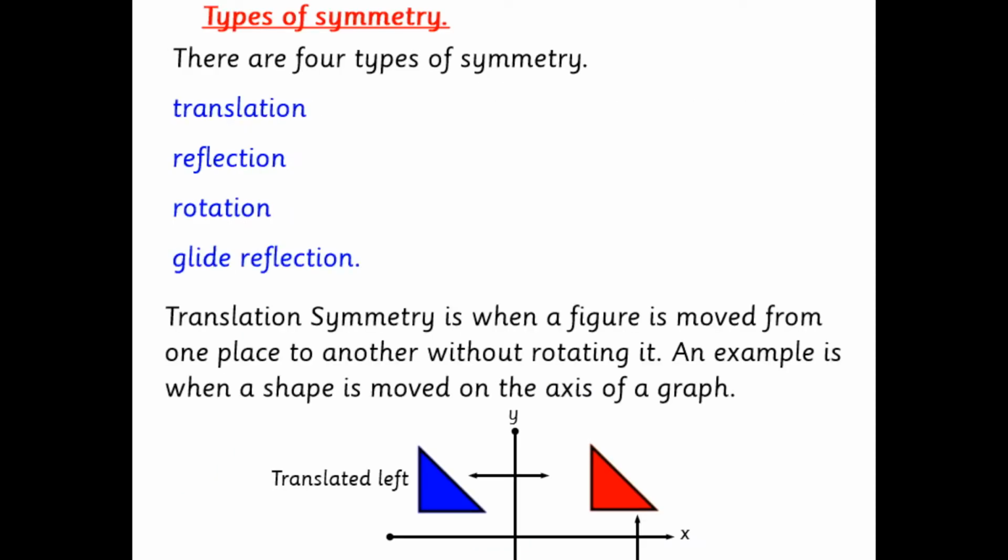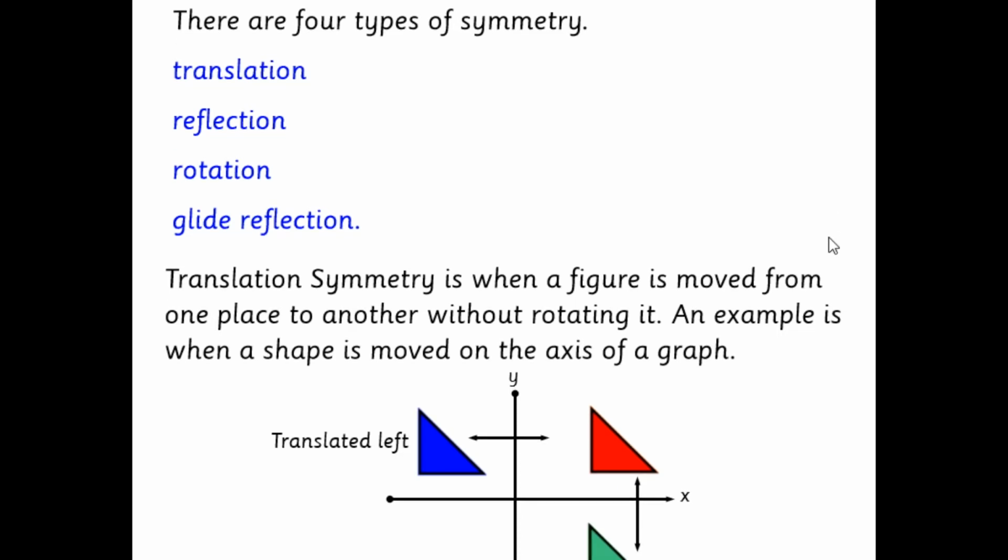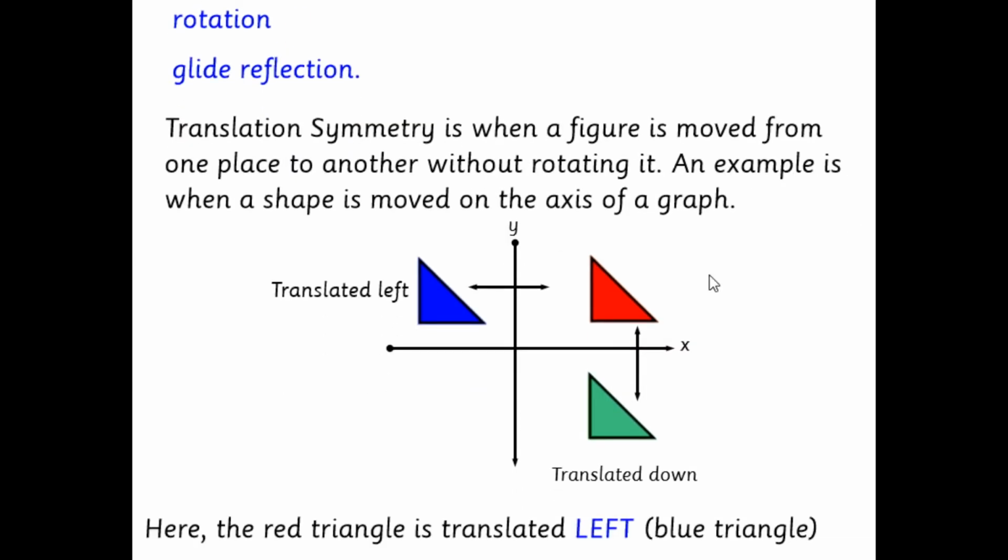There are 4 types of symmetry: translation, reflection, rotation, and something called glide reflection. The first 3 are the most usually taught ones. Translation symmetry is when a figure is moved from one place to another without rotating it. An example is when a shape is moved on a graph. There's the red triangle being moved or translated left, or moved and translated down.